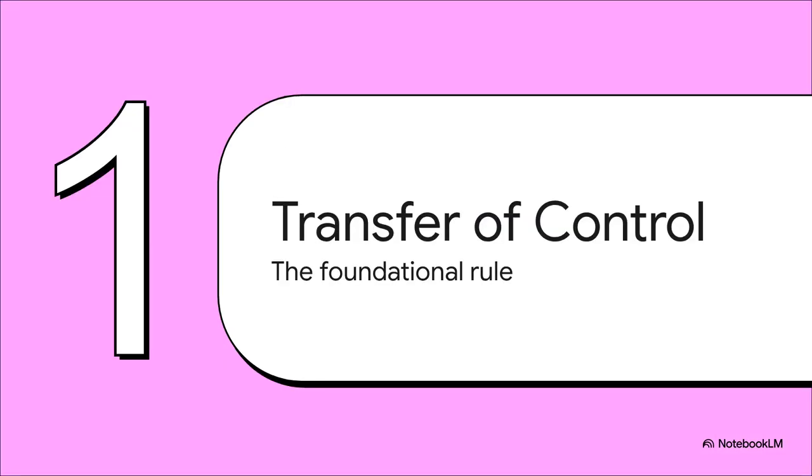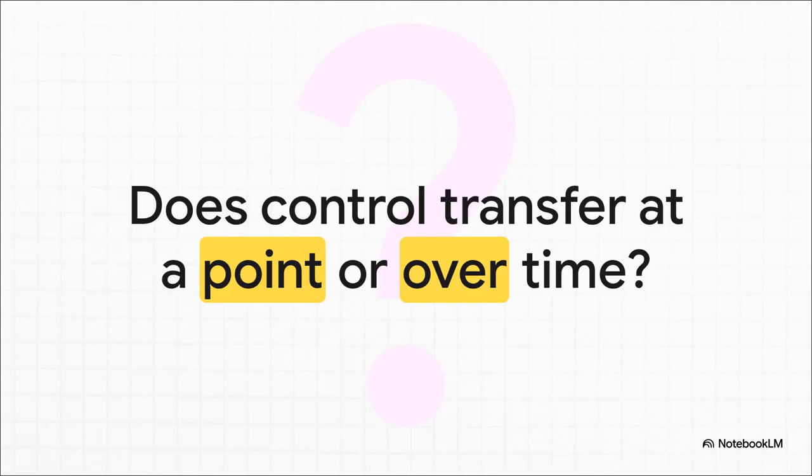Part 1. The transfer of control. This really is the foundational rule of Step 5. So, revenue is recognized the exact moment control of a promised good or service transfers to your customer. But here's the million-dollar question you always have to ask. Does that control transfer at a single point in time, or does it happen gradually over time? Getting this right is absolutely critical.